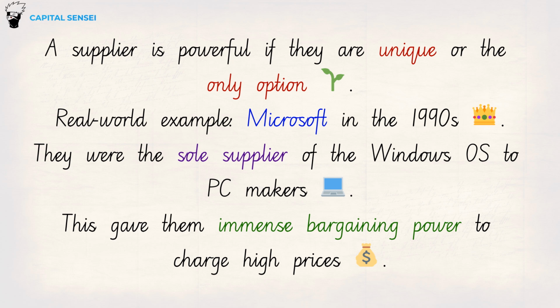A powerful real-world example is Microsoft in the 1990s. It was the supplier of the Windows operating system to all the PC manufacturers like Dell, HP, and Compaq. These companies had to have Windows on their computers to sell them. Microsoft was the only game in town for a mainstream PC operating system. This gave Microsoft immense bargaining power, allowing them to charge high prices for the software and capture a huge chunk of the value created by the entire personal computer industry.